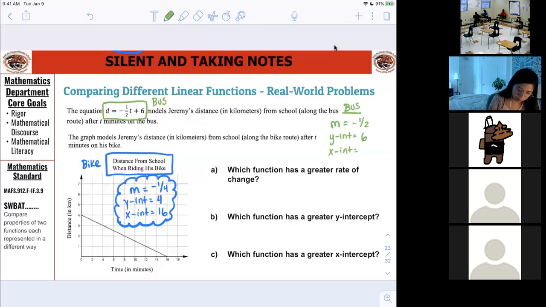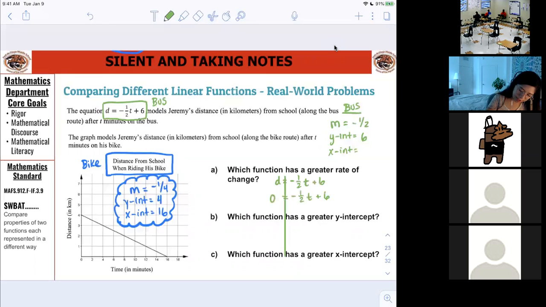Now, I'm running out of room, so I'm going to write it in the middle over here, even though I'm just going to use that space for my work. So I have this equation, d equals -1/2 t plus 6. Which one am I replacing with 0? D, good. So 0 equals -1/2 t plus 6.